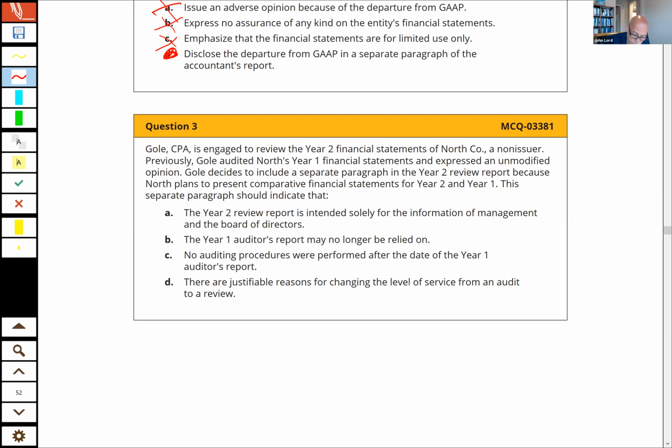Yeah, now they're only reviewing. Then when you have the downgrade in service, you need to say, and you call out that higher level service, no auditing procedures have been performed. There's no requirement that the CPA can include his name in the annual report. I mean, they do this all the time.